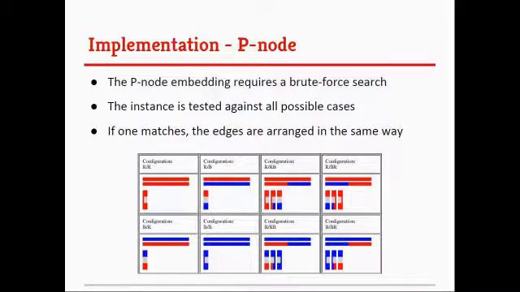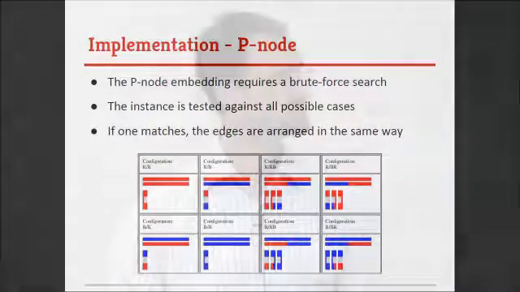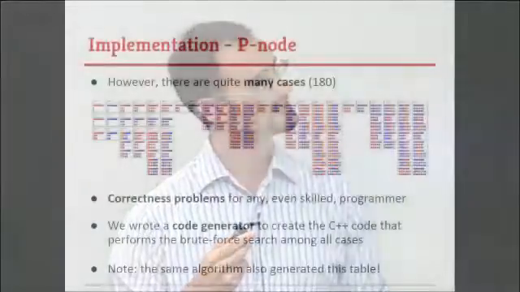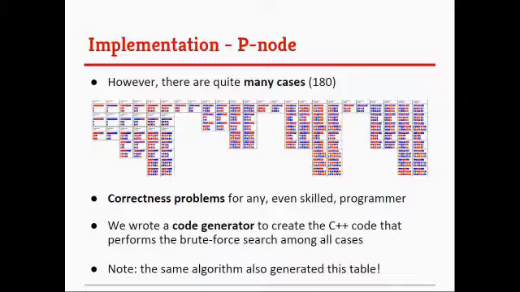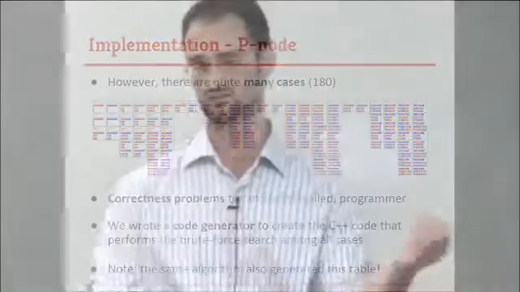As said before, the p-node embedding part of the algorithm must perform a brute force search. It is fast for a computer, but there are quite many cases for a human programmer. They are 180. And for this reason, we developed a code generator that, given the specification of the good permutations, generates the C++ code performing the brute force search. And please note that the same algorithm also produces the table in this slide.